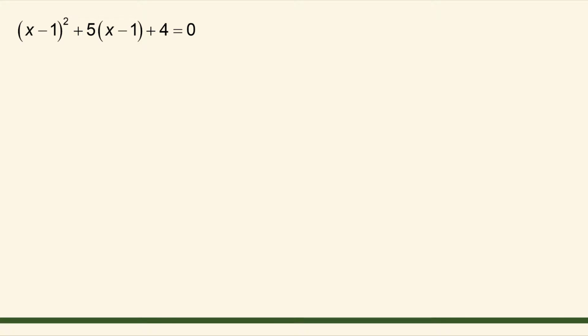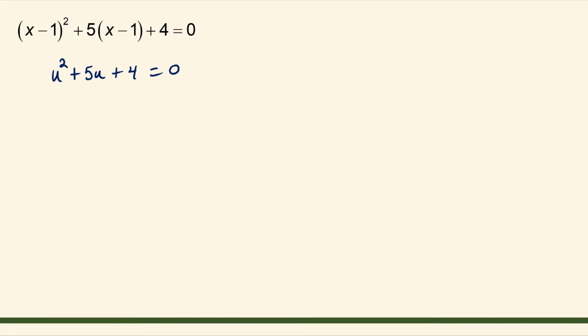4 equals 0. To solve this equation for x, we will use u substitution. Let's let u equal the quantity x minus 1. Squaring both sides of this equation would give us that u squared equals the quantity x minus 1 squared. We will now make these substitutions in our original equation. We will take out the quantity x minus 1 squared and replace that with u squared. We will also substitute the quantity x minus 1 with u.